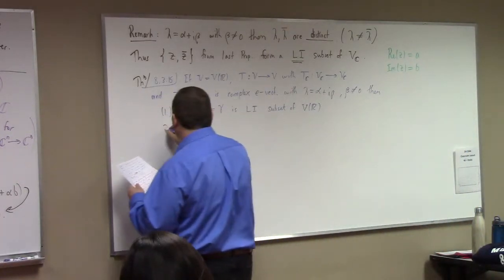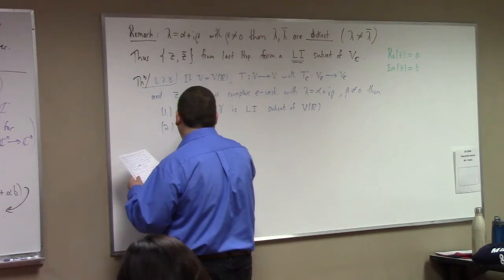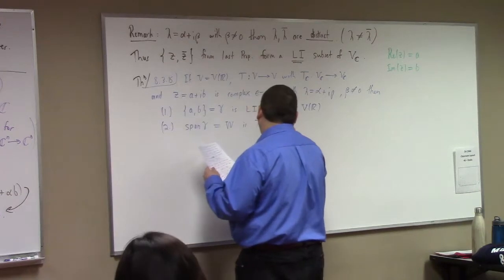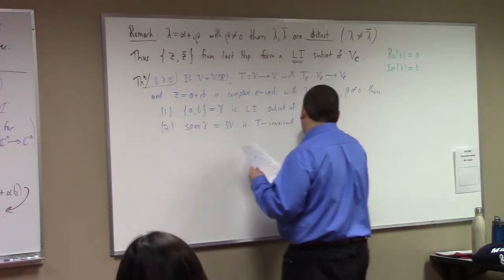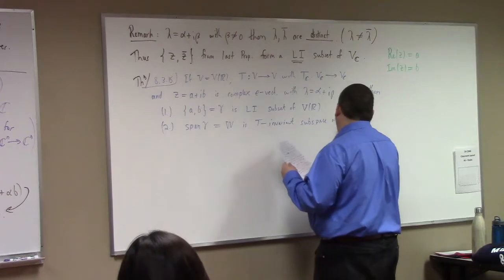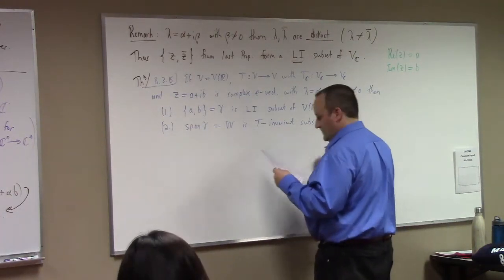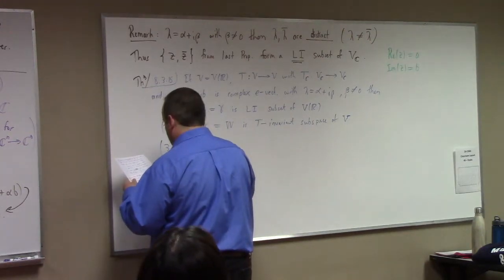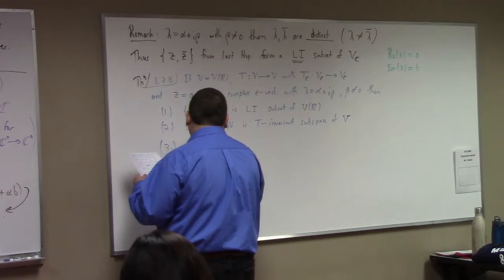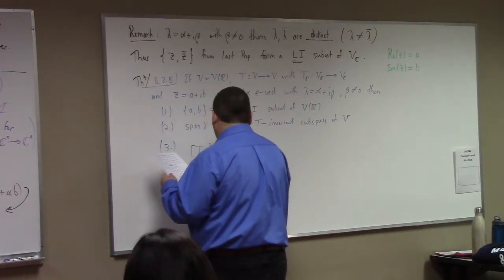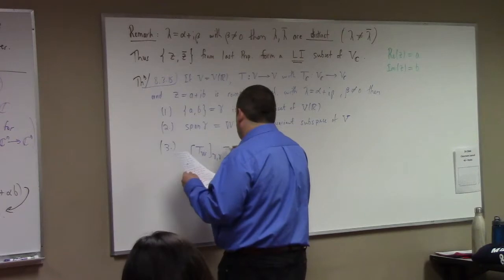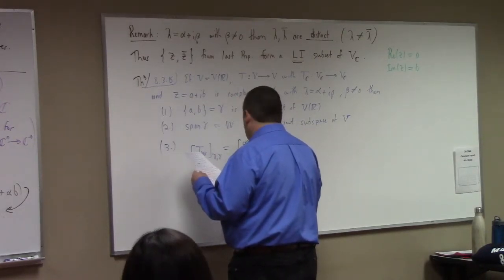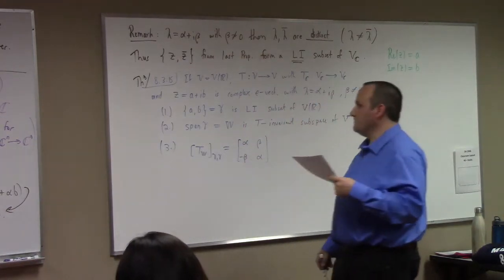Point number two, the span of gamma, if we call that W, is a T invariant subspace of V. All right, that's nice. And then three, the matrix of T with respect to this invariant subspace and that basis gamma is, in fact, just alpha minus beta for the first column and beta alpha for the second column, like that.